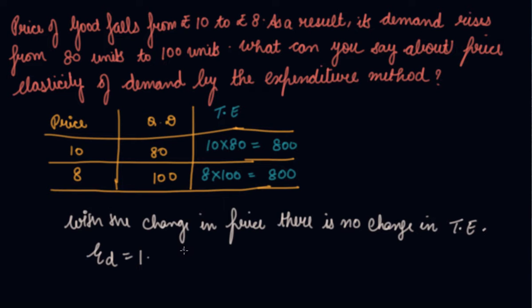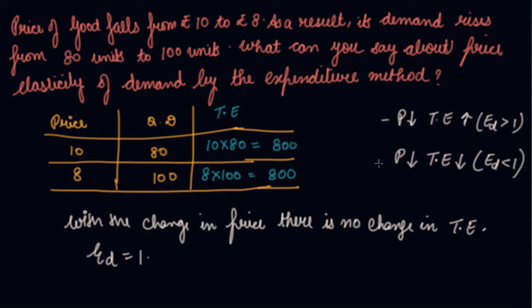And you can get other questions where you can find that there is an inverse relationship between price and total expenditure, which means that your price has fallen, and your total expenditure has increased. So in that case, your elasticity of demand is greater than 1. And you can also get a question where your price is falling and your total expenditure is also falling. So in this case, your elasticity of demand is less than 1. These are all the 3 situations we have done in the total expenditure method video. So in this way, you can do this question on elasticity of demand.